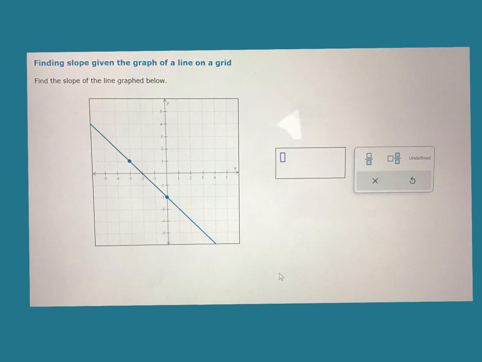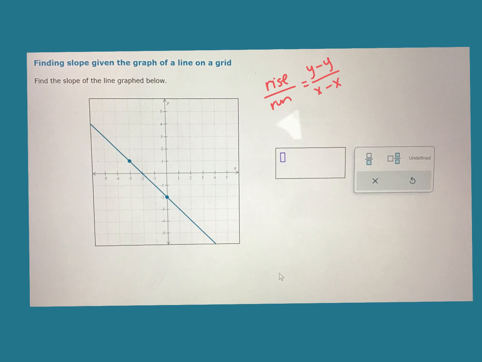For this example, we're going to look at a line that's already been graphed, and we're going to use it to find the slope of that line. So remember that when we're finding slope, we're finding rise over run, and what that means is how are the y values changing? We subtract the y's to find the difference. How do they change? We do the same thing to the x's. Subtract the x's to find how much those values change by.